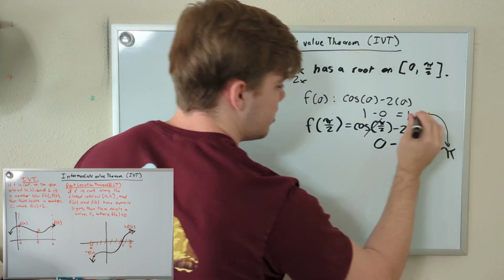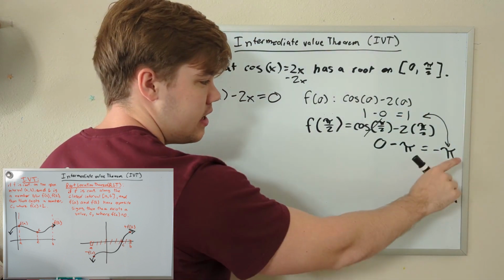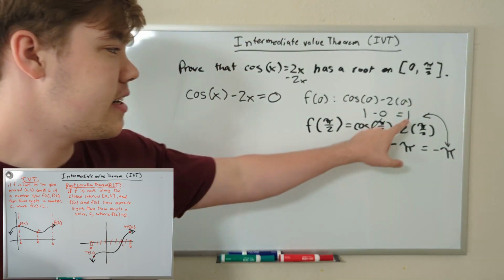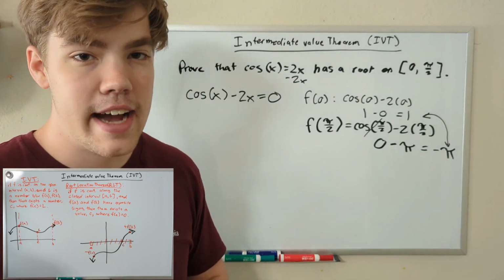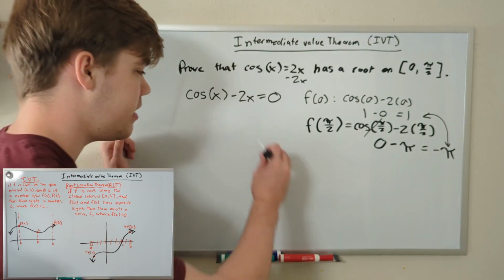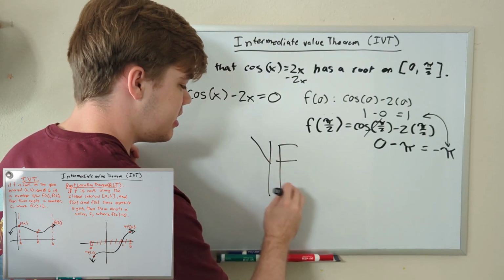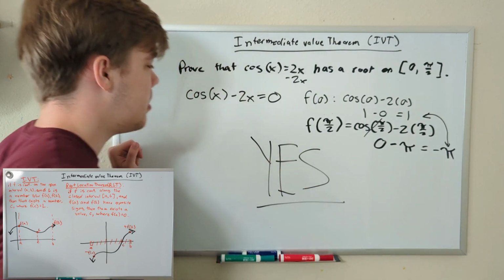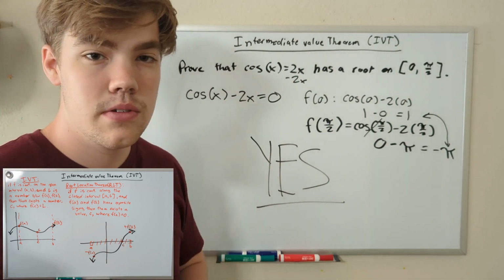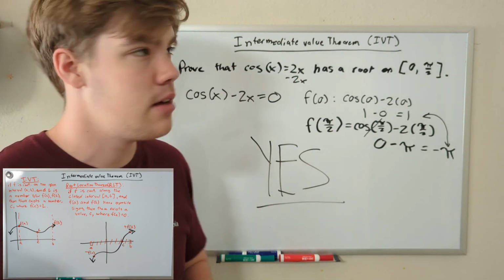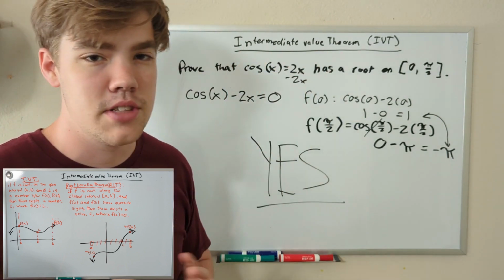And you may notice that this is a positive number, and this is a negative number. So because we have one positive number and one negative number, this function had to cross the x-axis at some point. So yes, there is a solution to this problem where cosine of x equals 2x eventually equals 0. And we proved that using the root location theorem, which is based off of the intermediate value theorem.